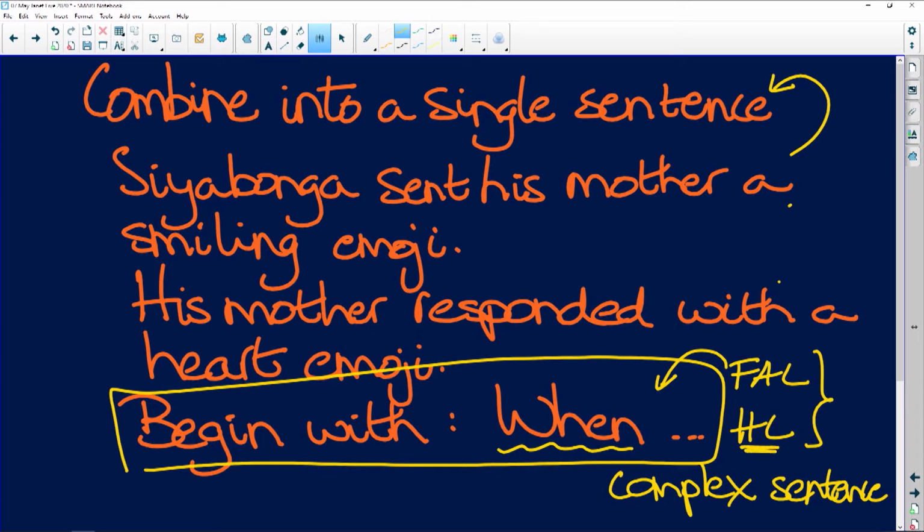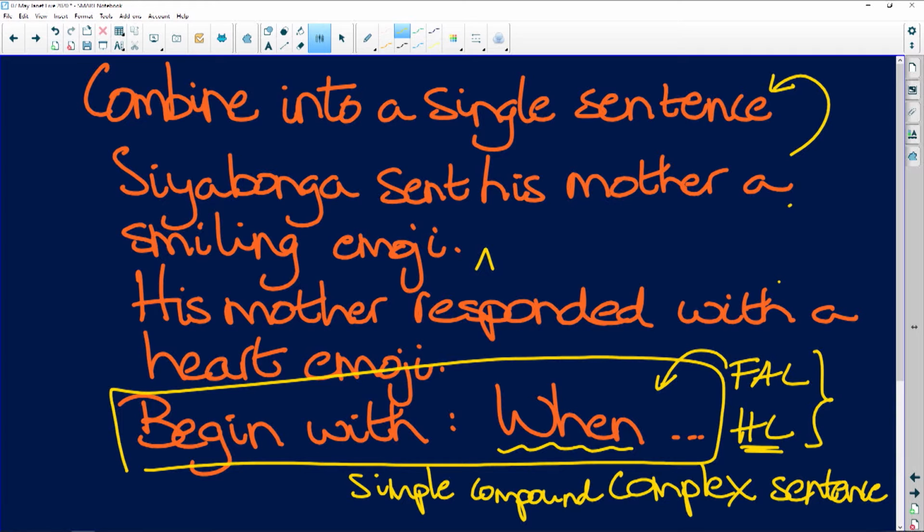So Home Language students, make sure you know the difference between a simple, compound, and complex sentence. And if you don't, just tell me and I'll do it again next time. Okay, so we've got to begin with when. Look at the two sentences. Right, can we put the when there?